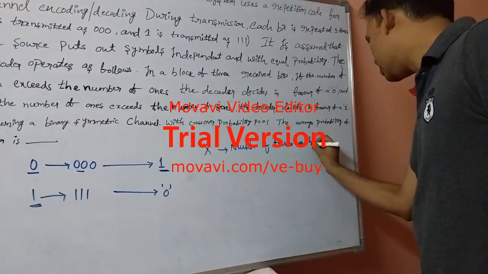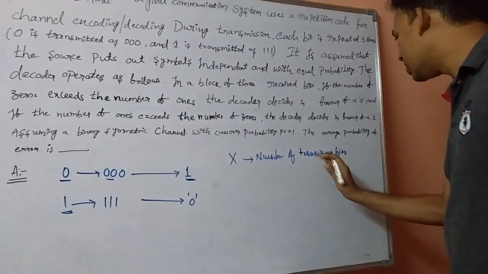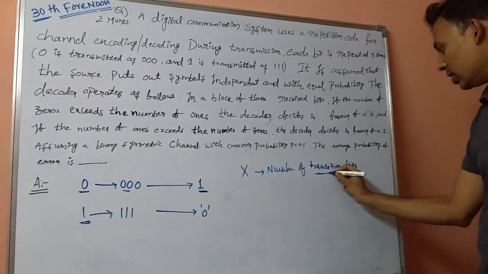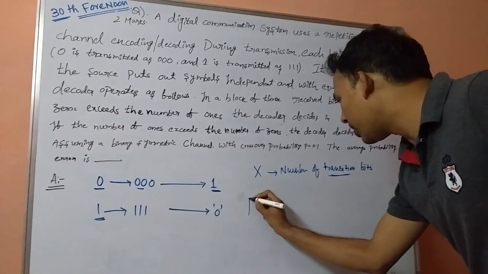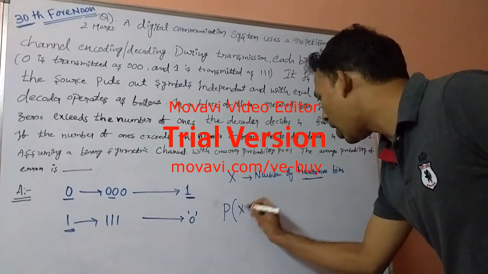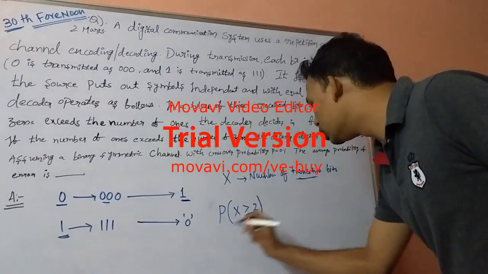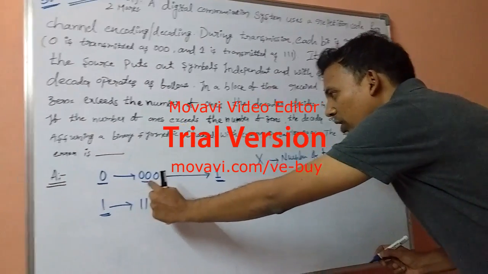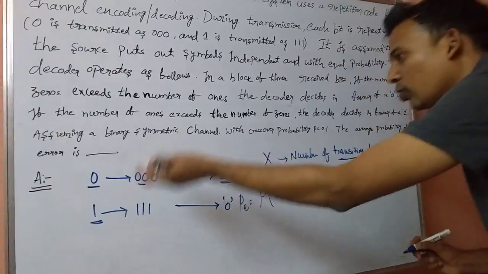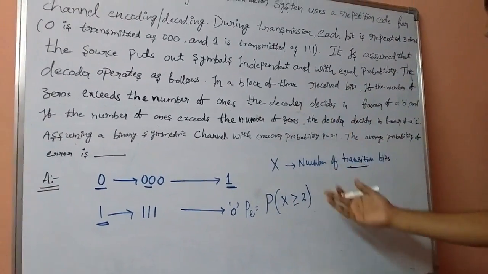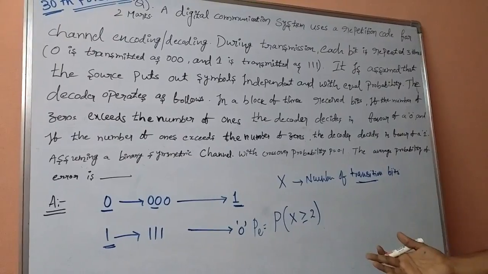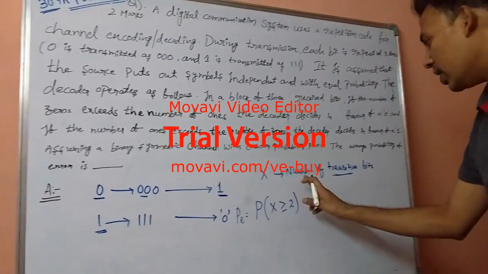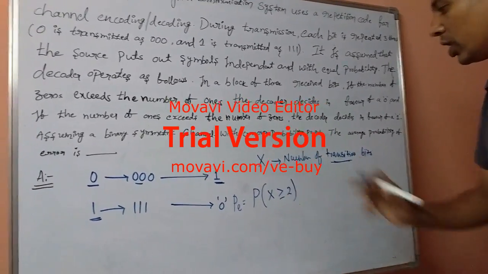Transition means 0 is converted into 1 and 1 is converted into 0. That is called transition. Now, an error occurs if the number of transition bits is greater than or equal to 2. That means if out of these 3 bits, 2 zeros are converted into 1s, then it should be an error. A minimum of 2 bit positions has to be changed, so that the error occurs when the number of transition bits is more than or equal to 2.